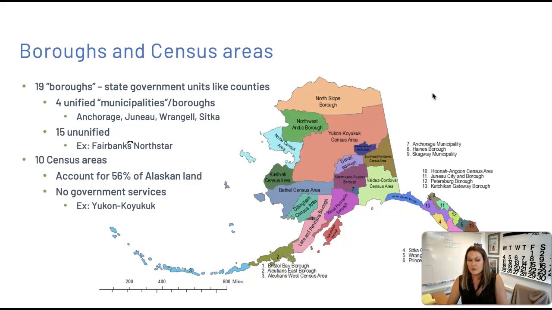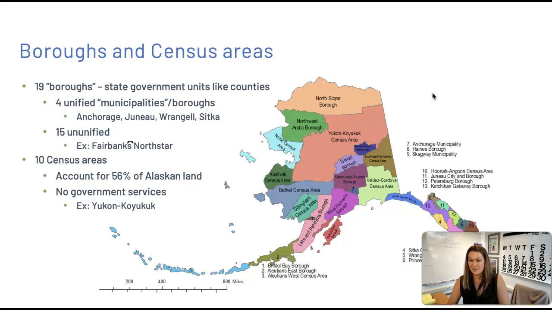Those census areas account for 56% of Alaska land. Why and how are they different than boroughs? A borough is actually a unit of state government that provides some sort of services, has elected or appointed officials. Census areas don't provide public services. They don't have governments at the census area level. It's just a designation that's used when the U.S. Federal government collects census data every 10 years. These are areas that are used for statistical purposes only.